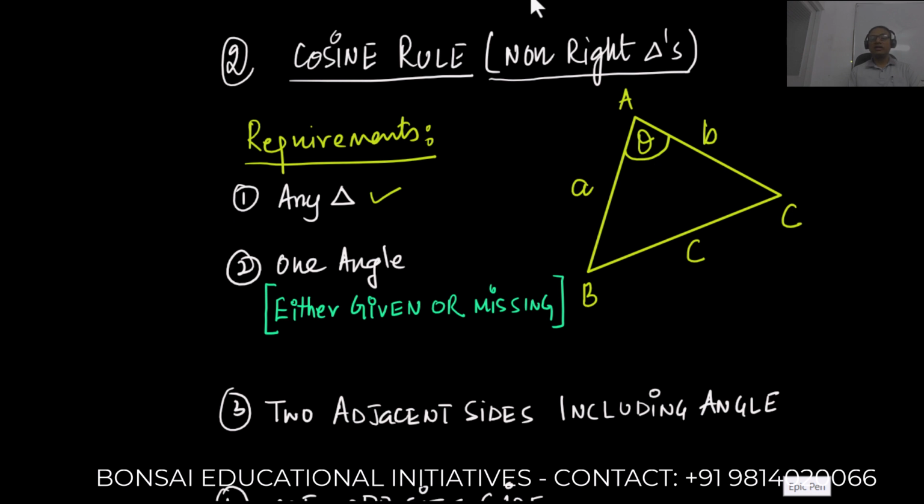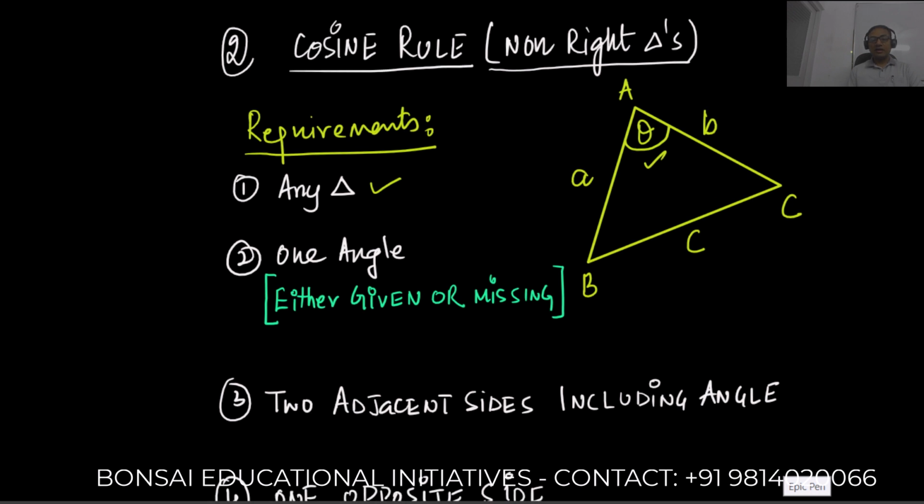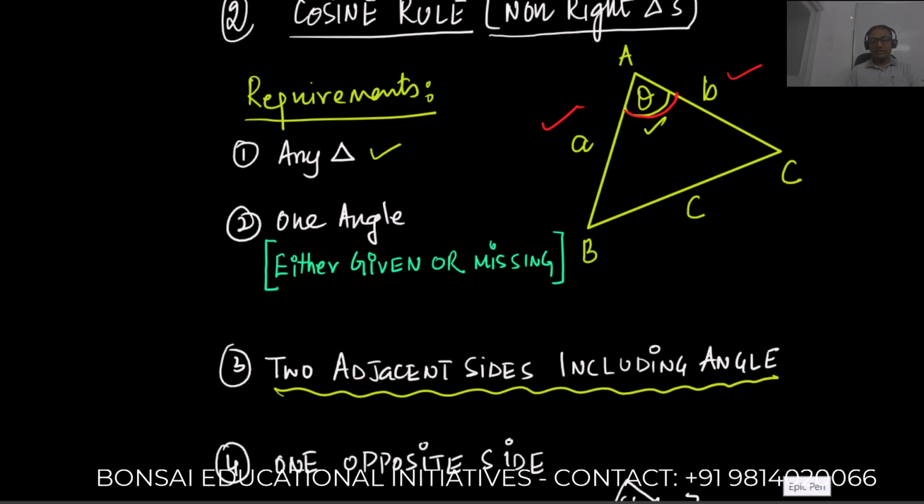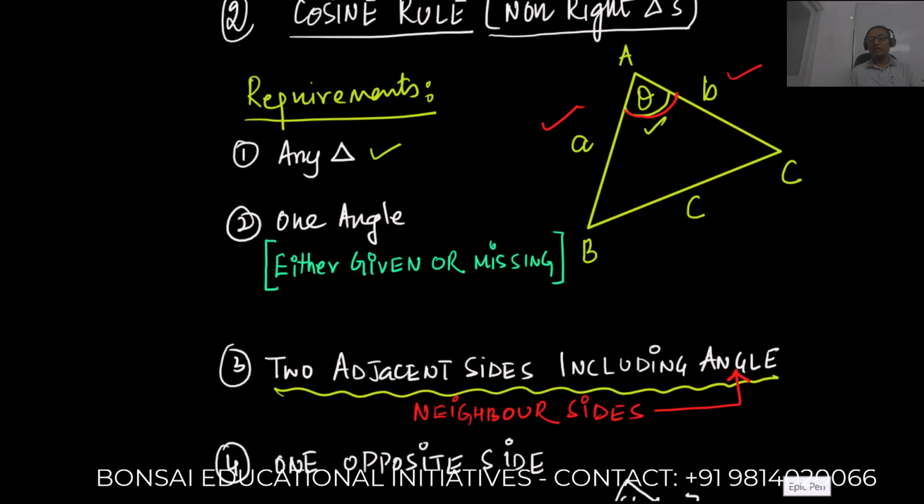Let us assume this angle is theta. The first thing is the angle. The other thing is two adjacent sides which include the angle. So which two sides are including the angle? This angle is being included by A and B. You can call these sides neighbor sides. Neighbor to whom? Neighbor to the given angle.